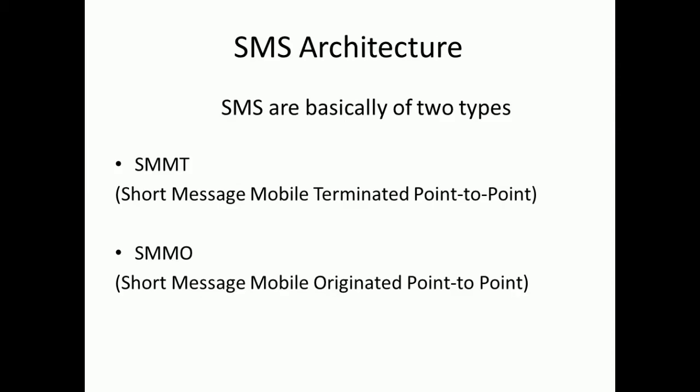Then SMS architecture. SMS are basically of two types, SMMT message and SMMO message. SMMT stands for short message mobile terminated point to point, and SMMO stands for short message mobile originated point to point.